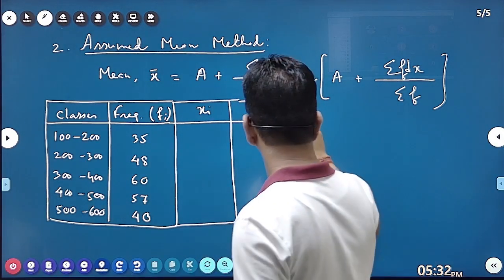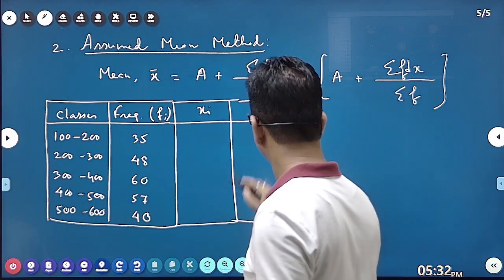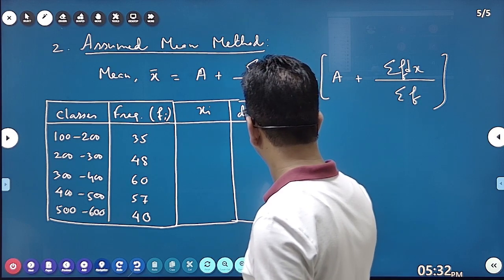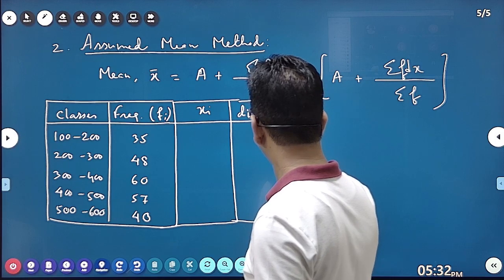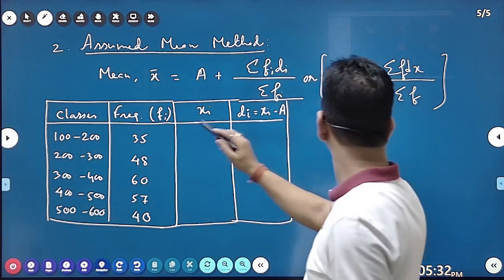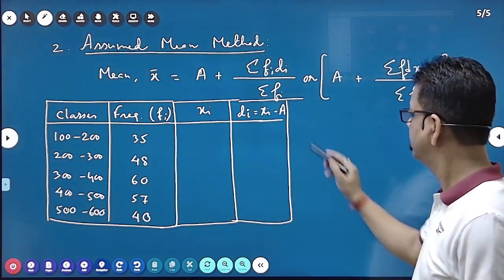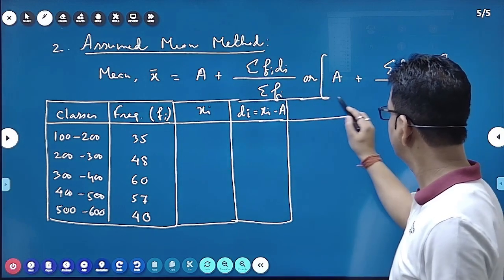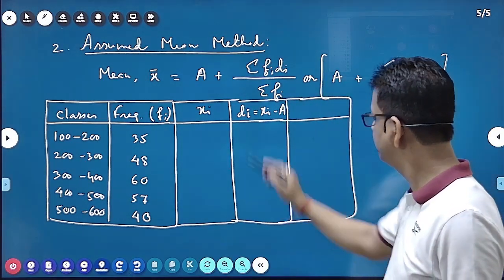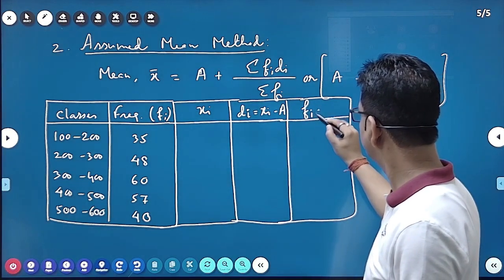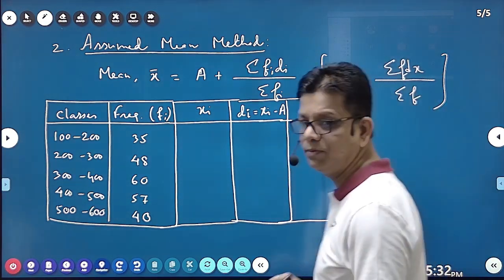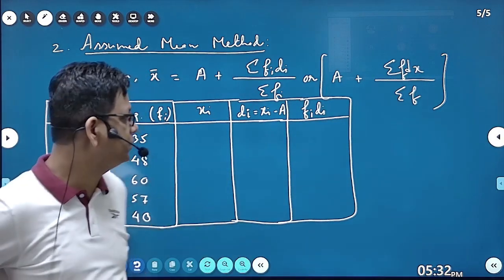Second thing here is we need to find di. So di, they have given dx, same thing only. Now what is di, you know? Xi minus a. So this xi they used to write x in a module, okay? But you are comfortable, I believe, with this di, xi, etc. And the last one is fi di. So once the table is ready, answers can be easily found.